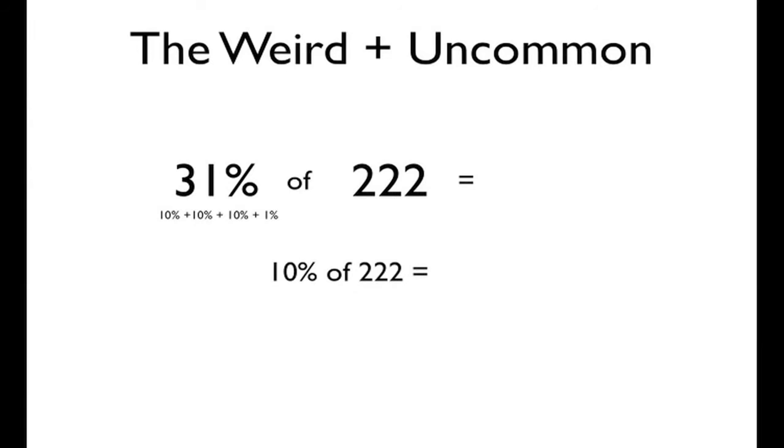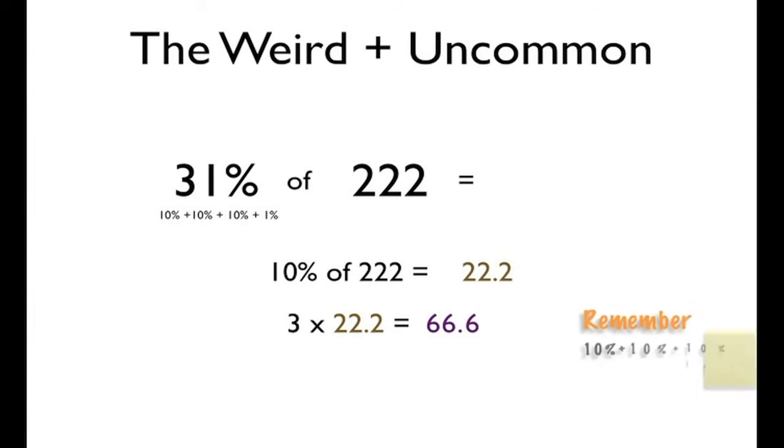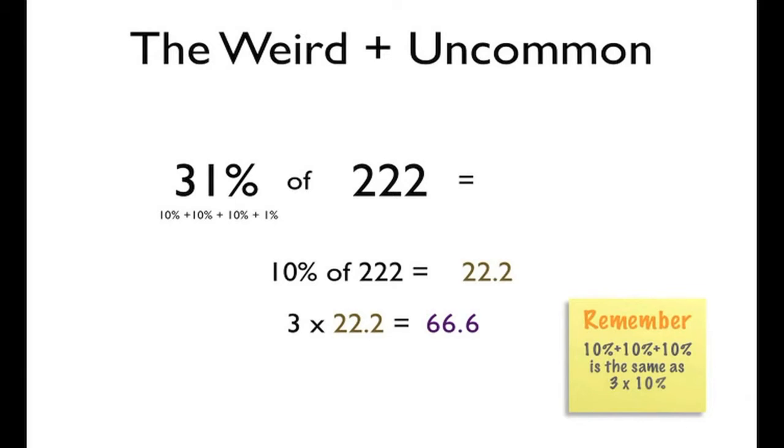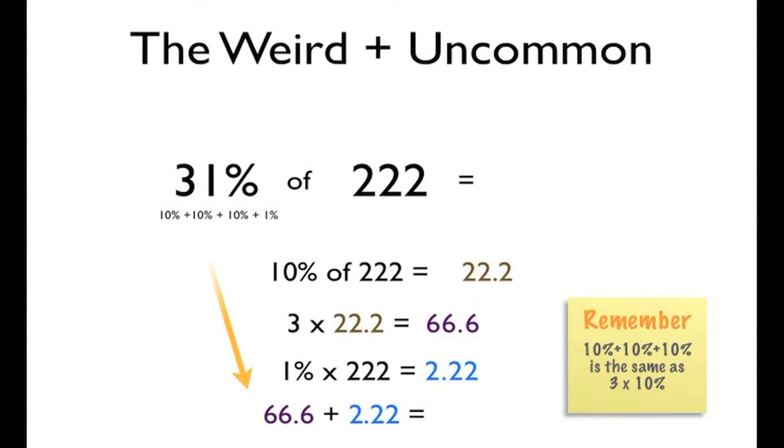Now, 10% of 222 just gives us 22.2. Because we have three sets of 10%, we need to multiply that by 3 to give us 66.6. Remember, 10% plus 10% plus 10% is going to be the same as 3 times 10%. No point adding it all up. Last, we need to find 1% of 222, which just gives us 2.22. Now we broke it up, so we put it back together. 66.6 plus 2.22 gives us our final answer of 86.82.